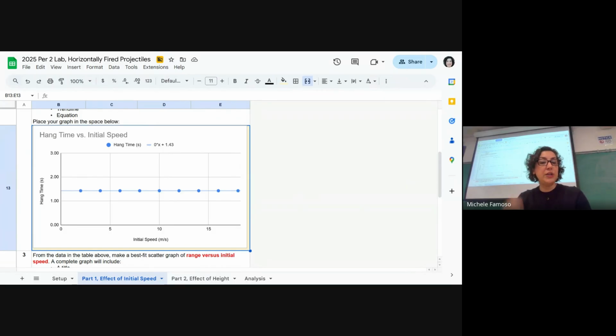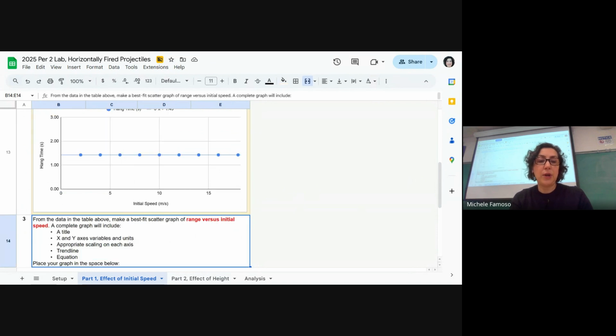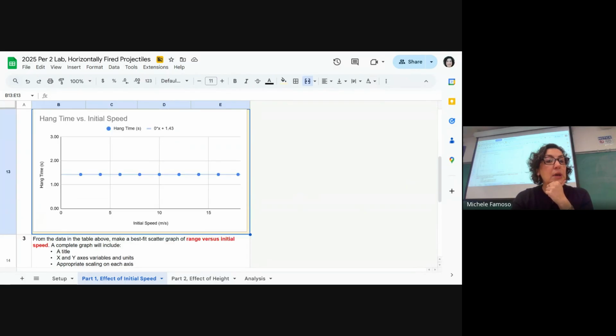Okay, now we're going to do the same thing in step 3, but notice that in step 3, we are now making a graph of range versus initial speed. This one takes a little bit of work. Okay, go to the submenu that says horizontal axis. Set the minimum value to 0. Type 0 in where it says minimum. And now it should have the 0 on the bottom left. Everybody all set? Any other questions?